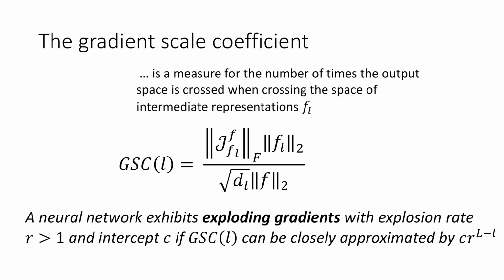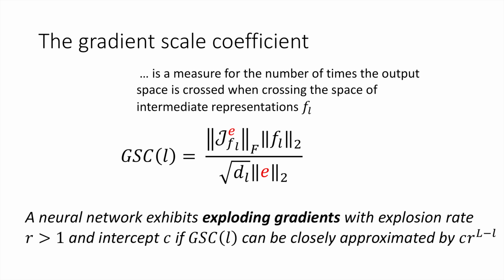We formalize this with what we term the gradient scale coefficient. The GSC is the Frobenius norm of the Jacobian of the output of the network with respect to the latent representation computed by layer L, normalized by the length of the output, the length of the latent representation, and the square root of the dimensionality of the latent representation. The GSC is a measure of the number of times the output space is crossed when crossing the space of latent representations FL. It is a measure of the complexity of the decision surface with respect to the parameter of the lth layer.